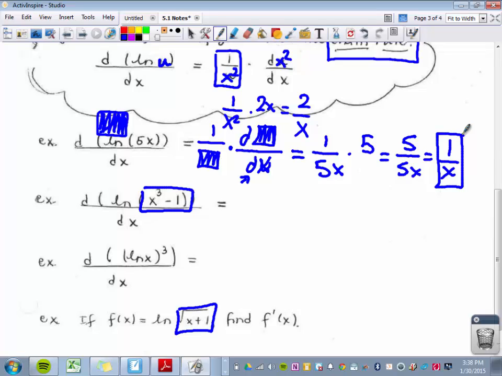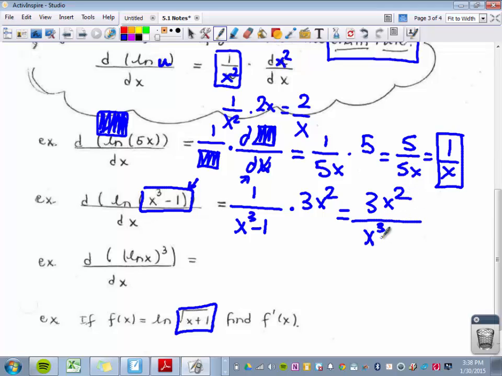Okay, so let's do this one. We're not going to do all the boxes in this situation. We're just going to try to skip that. Think about it a little bit here. So we're going to have 1 over x to the third minus 1, and we're going to multiply the derivative of the inside of this box right here, and we get 3x squared. So our final solution would be 3x squared over x to the third minus 1. Yep, and box it. Well done. Thank you.